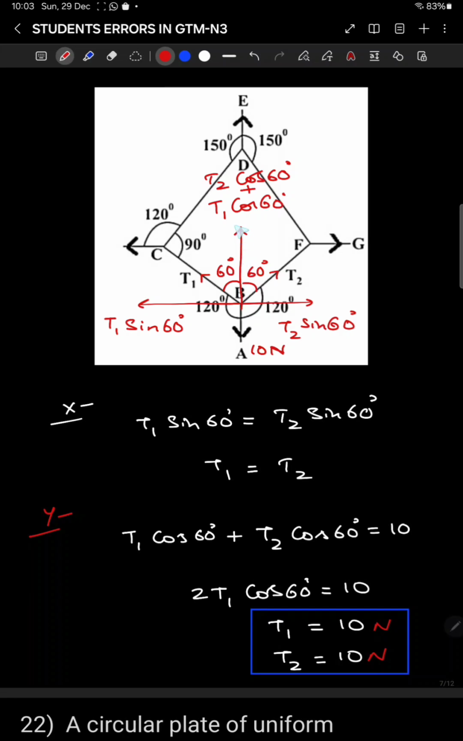Now along y-axis, T1 cos 60 plus T2 cos 60 equal to 10 newtons. So we know that T1, T2 both are equal. I can write as 2 T1 cos 60 equal to 10, no? Cos 60 value 1 by 2. So T1 value we got 10. T1, T2 same, T2 also 10 only.